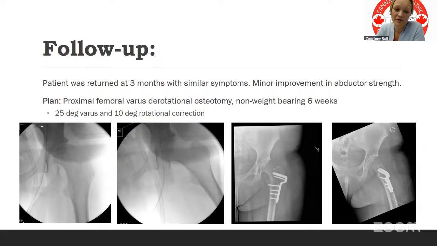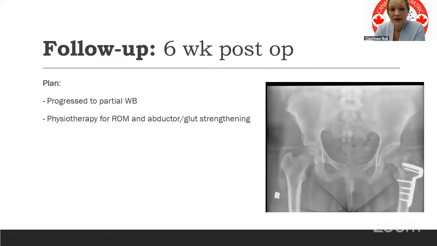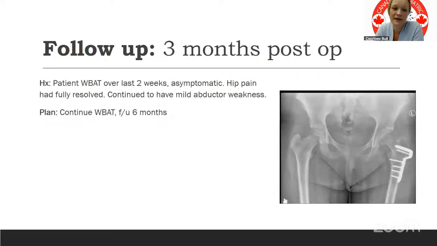I did preoperative imaging. My osteotomy looked like this postoperatively. I gave her about 25 degrees of varus and about 10 degrees of derotation based on my pre-op imaging and physical examination. 6 weeks post-op, I progressed her to partial weight bearing. She was sent to physiotherapy for abductor and glute strengthening.